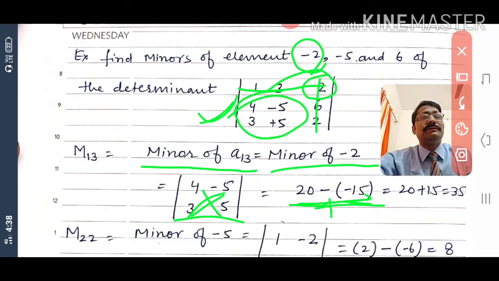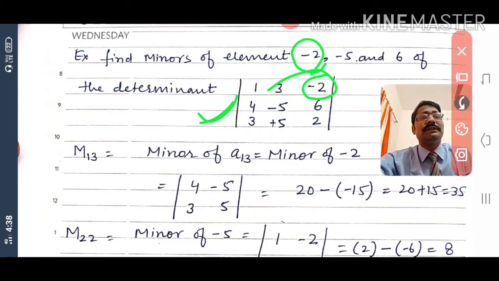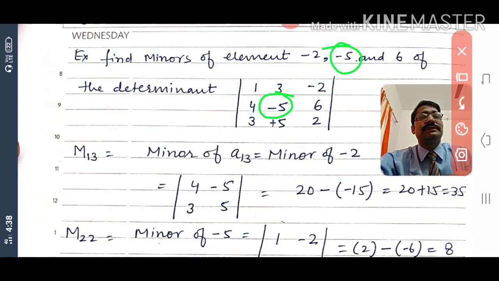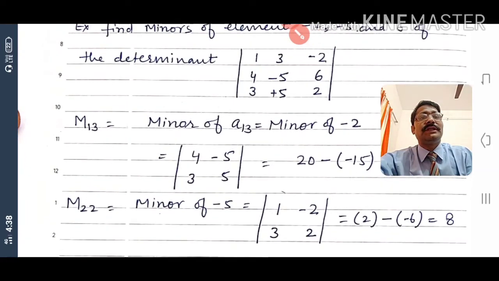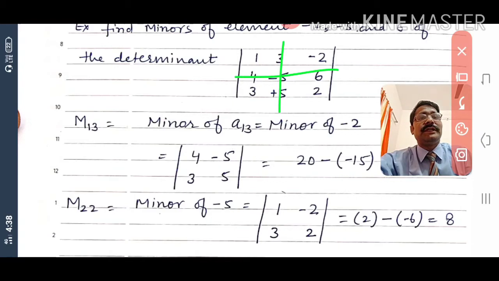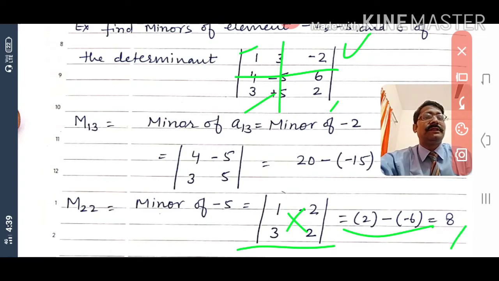Same as it is, you will check the next element is -5. So where is this -5? You check second row and second column. So here this you can understand that minor, this is M22 you have to find. M22 is minor of -5. How we can find minor of -5? You can check here. You will not take these elements. So remaining you can check 1, -2, 3 and 2 you will take, and you cross multiply. You will get your answer, that is 8.